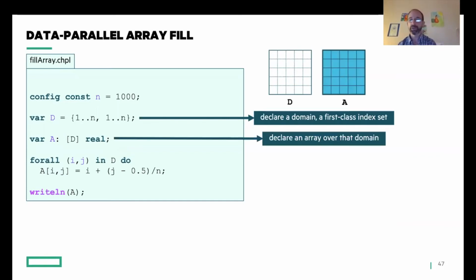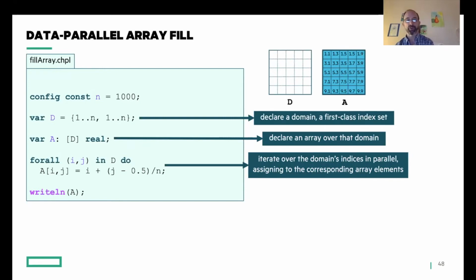The next thing I'm going to do is declare an array over that domain. So I declare this array A. I say it's declared over all of the indices in D, and I'm going to store a real floating point value for each of those indices. So now I've got a two-dimensional n squared array A of floating point values. And again, I've used the domain to do that. And then the last thing I'm going to do is use this forall loop to iterate over the indices in the domain and assign the elements of the array a basic function of their indices i and j.